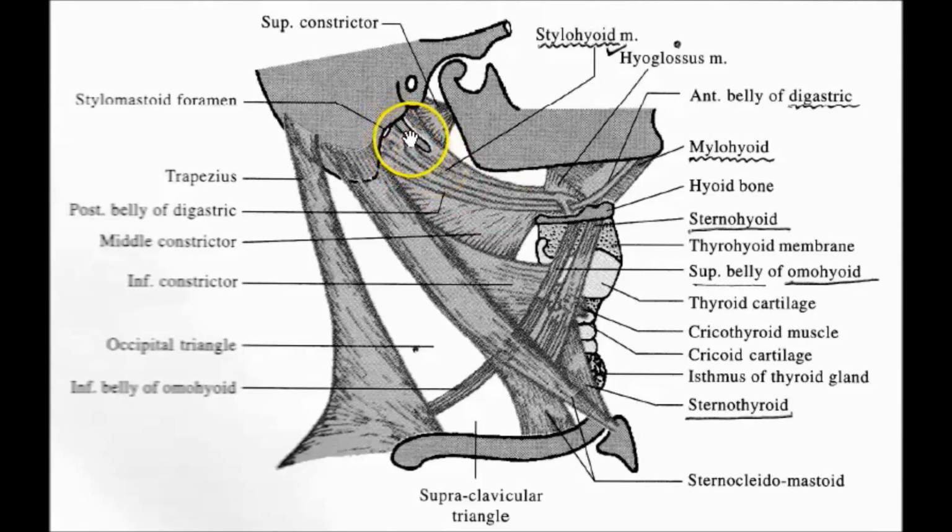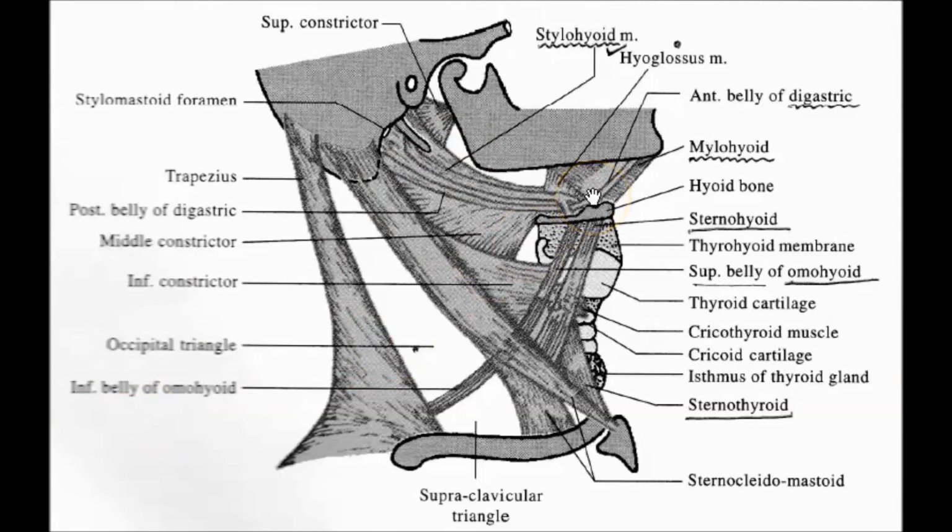stylohyoid muscle. It arises from the styloid process and is inserted into the hyoid bone. And simply, this stylohyoid muscle is near the posterior belly of your digastric. The posterior belly of digastric is supplied by the facial nerve, so stylohyoid is also supplied by the facial nerve. So simple. Now you can correlate all the four muscles of your suprahyoid musculature.